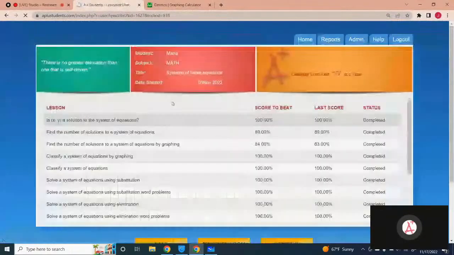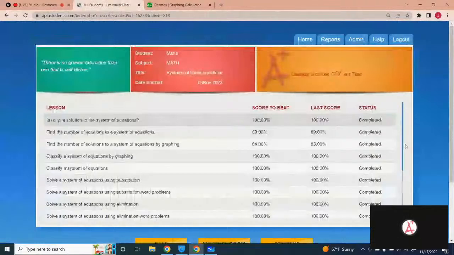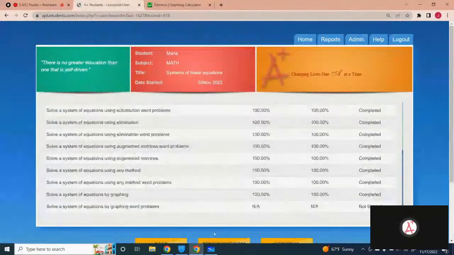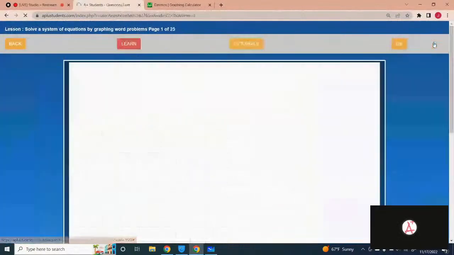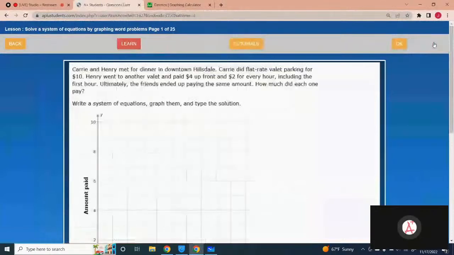Let me just go to the next topic. The next topic is solve equations by graphing word problems. Let's start with the word problems. For this one, you have to write the equations first and then you have to solve them. Got it? Okay, let me just read and I'll write the equations on the board then.